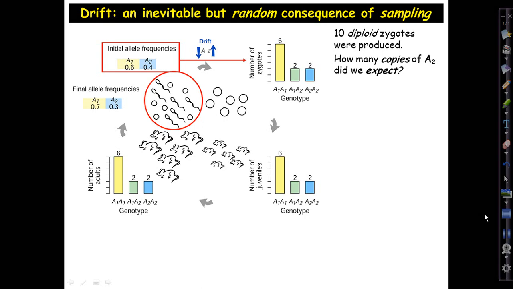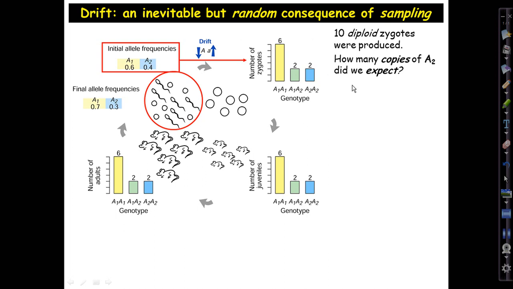Now it's time to introduce genetic drift, the fourth of the fundamental evolutionary processes or forces. It's the simplest in many respects, and also for beginners the most mysterious. We'll try to make it simple. Drift is an inevitable but random consequence of sampling.